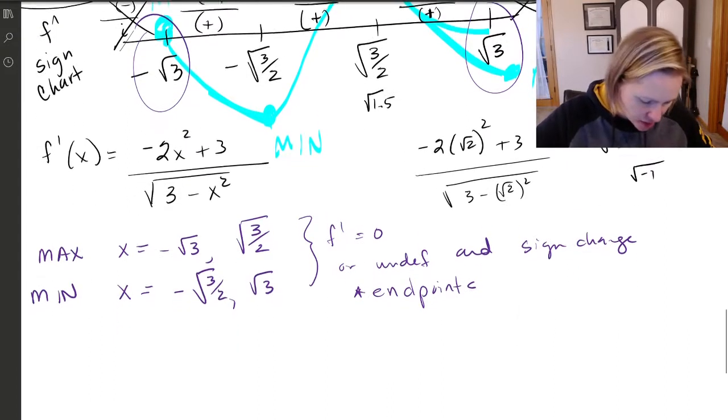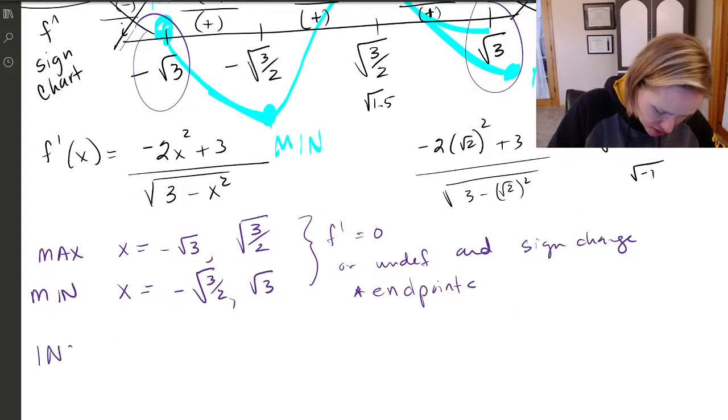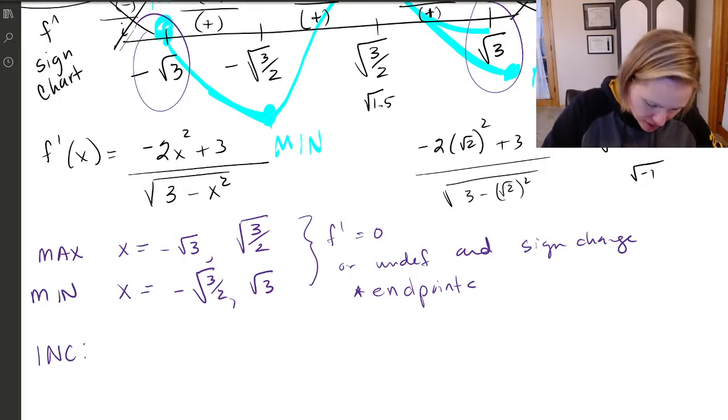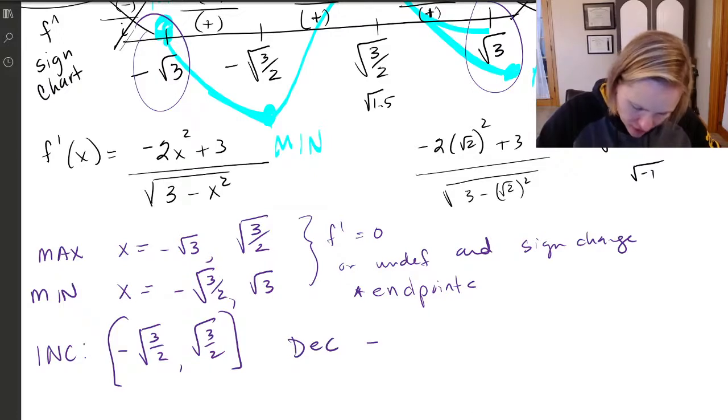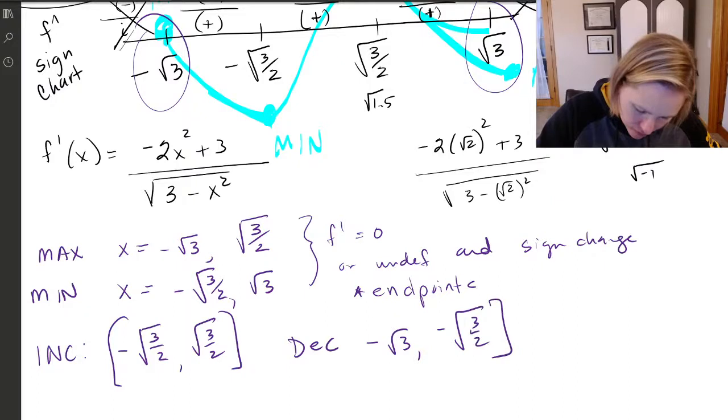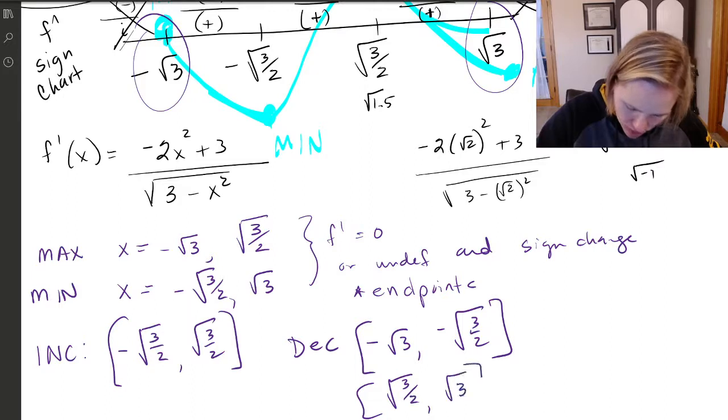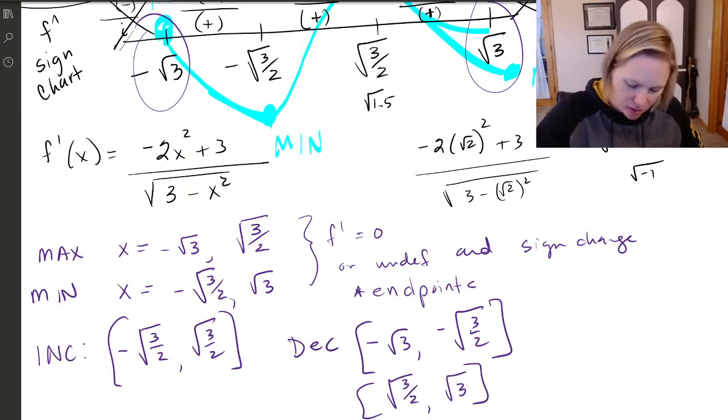So now let's take a look at our increasing and decreasing. We are increasing on the interval negative square root of 3 over 2 to positive square root of 3 over 2. Remember, we use closed intervals. We are decreasing from negative square root of 3 to negative square root of 3 over 2, and from positive square root of 3 over 2 to positive square root of 3. So there are my increasing and decreasing intervals.